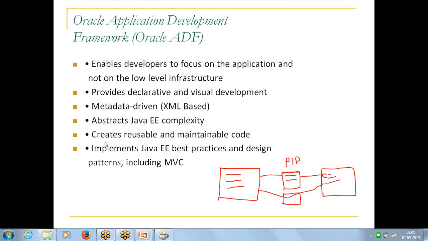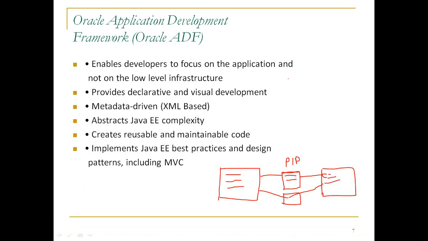Yeah. So it again comes back to the concept. It even abstracts the complexity. So what it means is, as I mentioned before, we have these three layers: the model layer, the view layer, and the control layer. So this is the model layer, this is the view layer, this is the control layer. Here, ADF maintains some kind of abstraction.